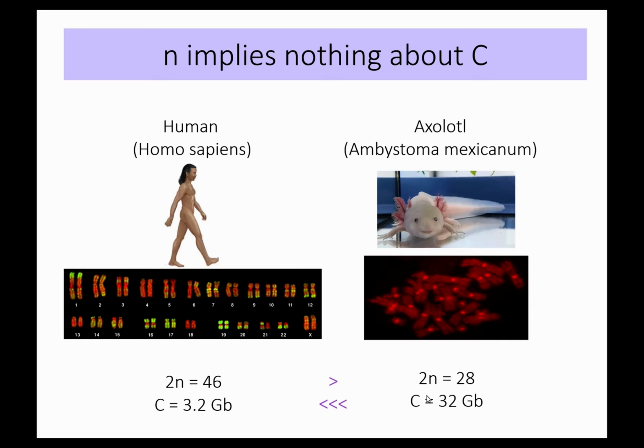N implies nothing about C. Here you can see a vast difference in the C value. Look at the axolotl, guys. The axolotl has 32 gigabases in its genome. In 14 chromosomes, it packs in 10 times the amount of bases that we have. Isn't that incredible? Why do you think the axolotl has 10 times more DNA than us? What hypothesis would you make as a scientist?